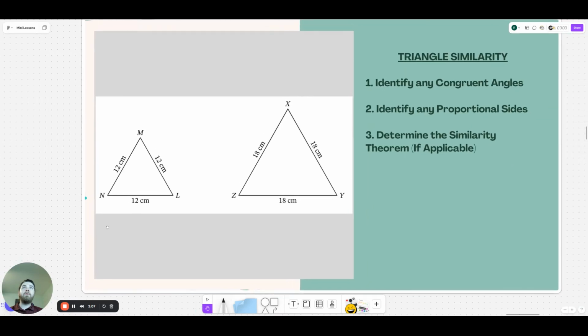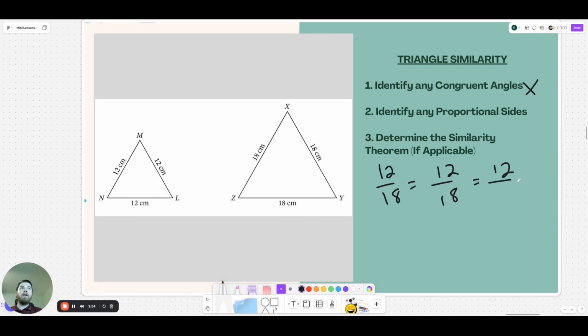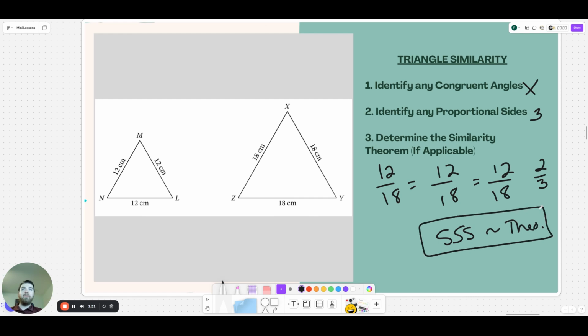All right, next one that I've got right here. So on this, identify any congruent angles. I don't have any congruent angles. So since I don't have any congruent angles, I'll set up my proportions, 12 over 18, 12 over 18, 12 over 18. Those are my 3 sets of proportions that I have there. While all of those would kind of reduce down to 2/3. That's the similarity scale, or the scale ratio that you'd have. And so I'd have 3 sets of proportional sides. Well, when you have 3 sets of proportional sides, that's the side, side, side similarity theorem. And so that is enough to show that those are similar.